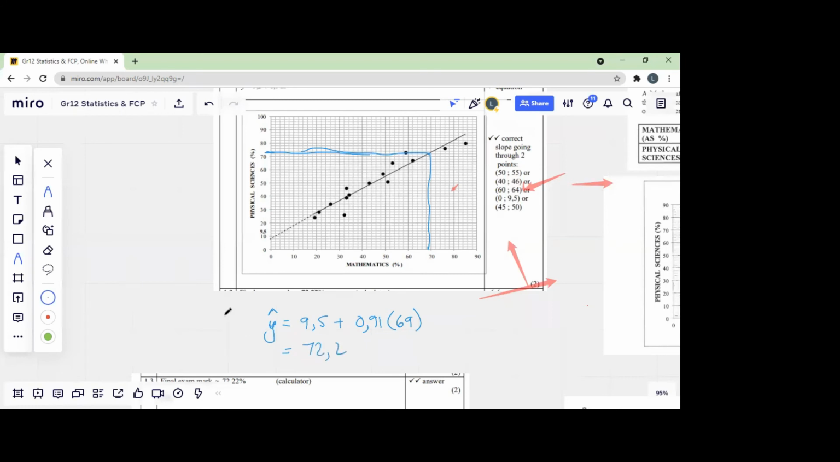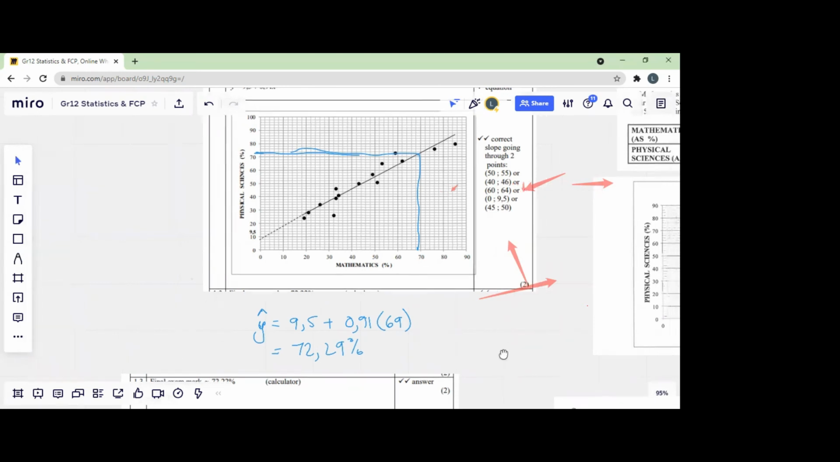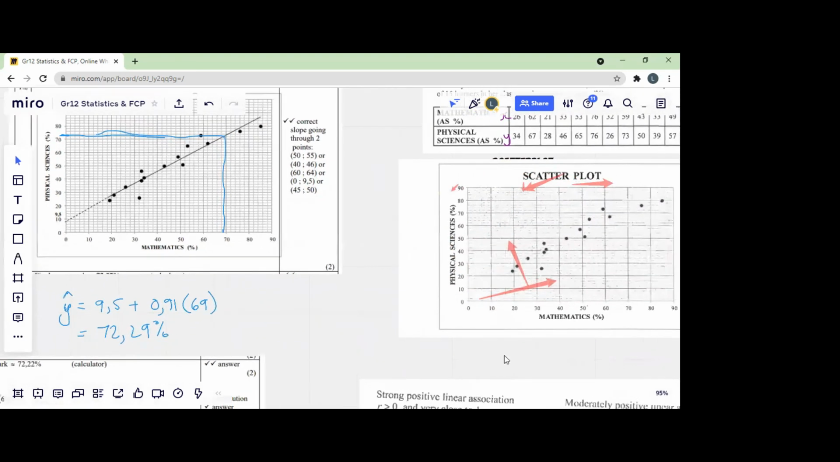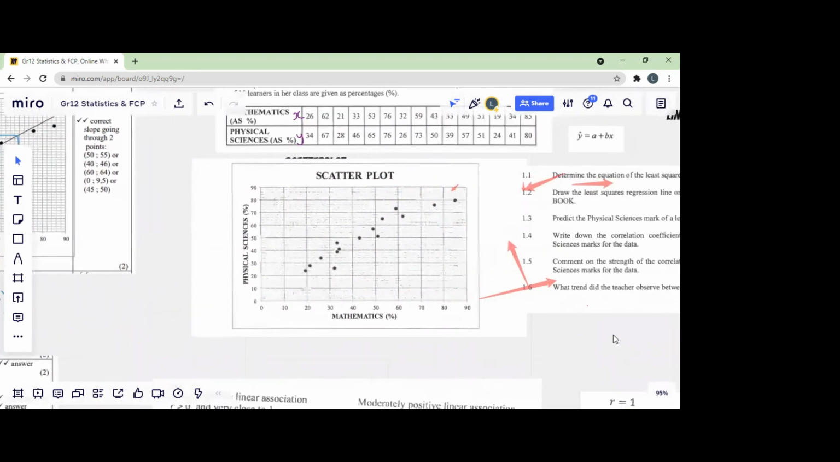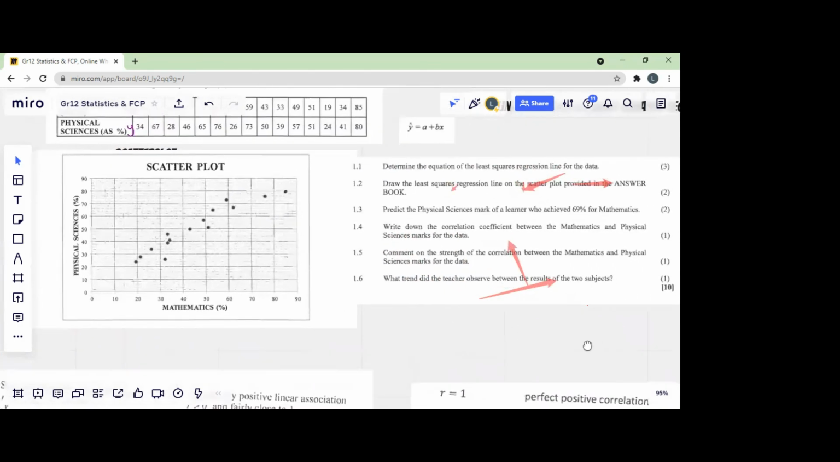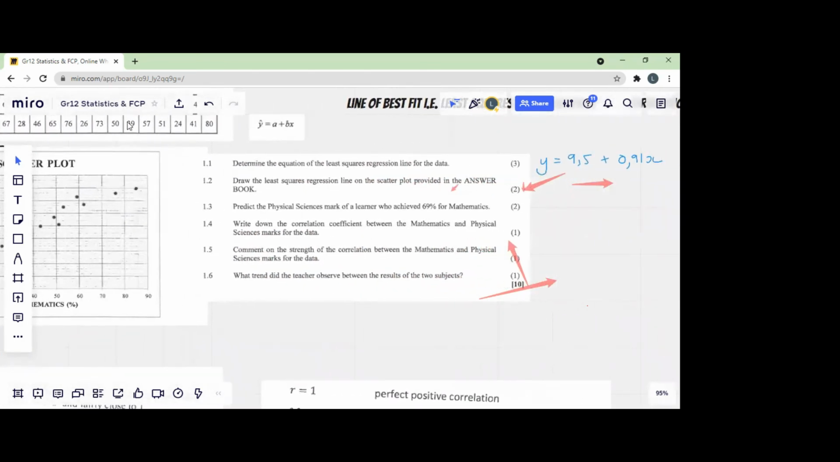72,29%. So it's allowing us to make a prediction. If somebody got 69% for maths, it's likely that they would have ended up with 72.29% for their physical science exam. There's a relationship between what they get for maths and what they got for science. Now, we can talk about how strong this relationship is when we talk about the correlation coefficient.